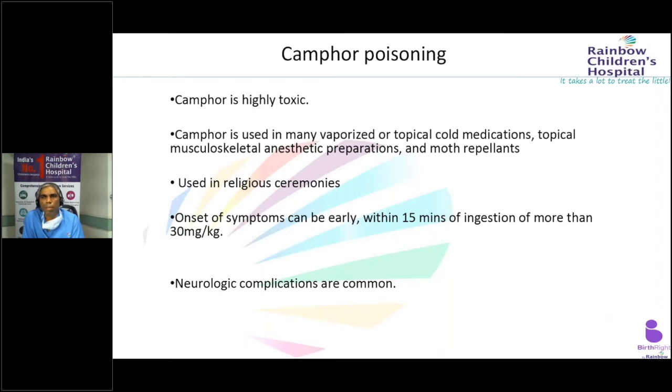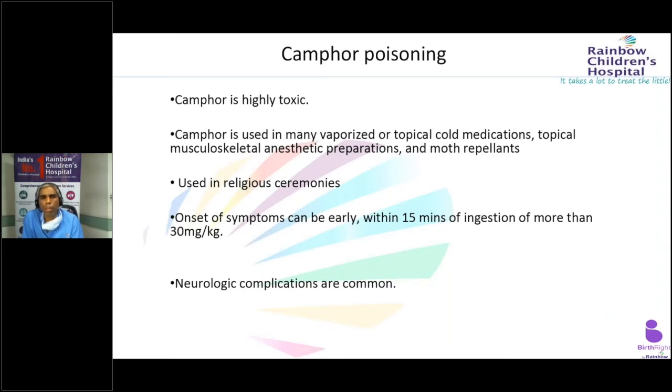The typical presentation would be they would have some function or ceremony at home. Within 15 to 20 minutes, somebody would realize that the child is having generalized tonic-clonic seizures. They would not even realize that the child consumed the camphor. The onset of symptoms could be quite early. Within 15 to 20 minutes, the child might develop the seizures.